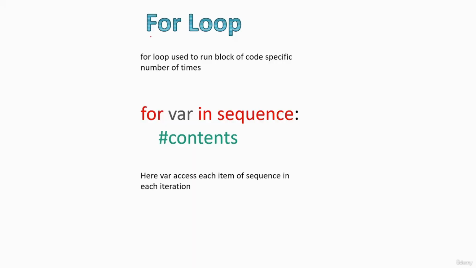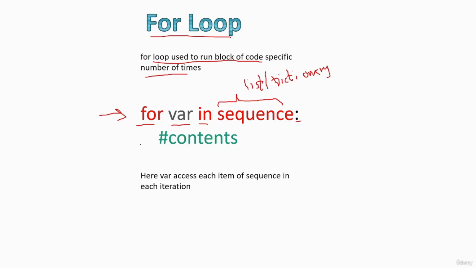In this video, I am going to explain about the for loop. We use a for loop to run a block of code a specific number of times. Here is the syntax of the for loop. We use the keyword for, then the variable, we can use any name, then the keyword in, then we have to specify a sequence. Here we can specify a list or dictionary. Then we have to put a colon. Then we have to put an indentation of 1 tab. Then we can write the contents. Here, this variable accesses each item of the sequence in each iteration.